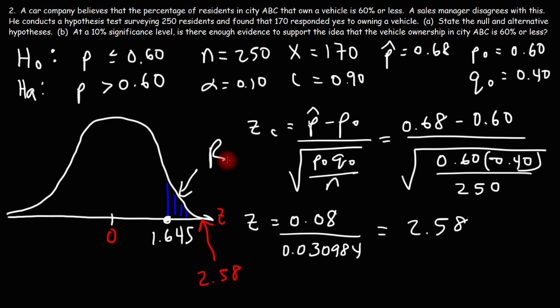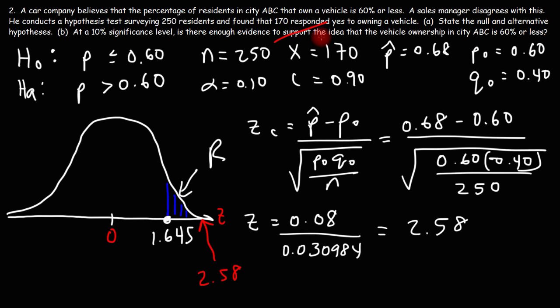So we could say that at a 10% significance level, there is enough evidence to reject the idea that the vehicle ownership in city ABC is 60% or less. So we have enough evidence to believe that it's more than 60%. And that will be it for this video.